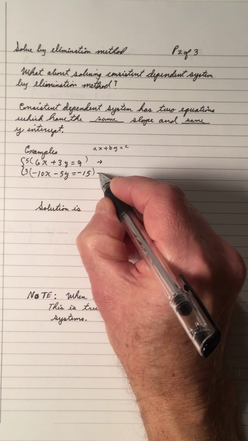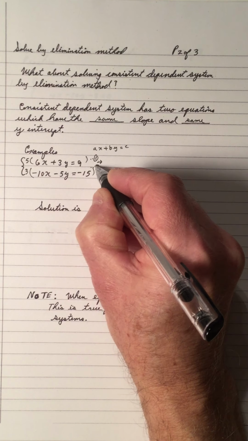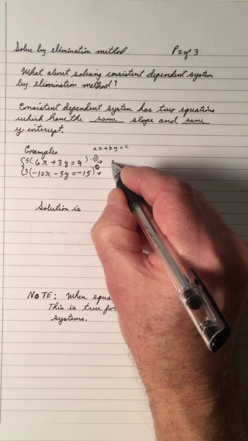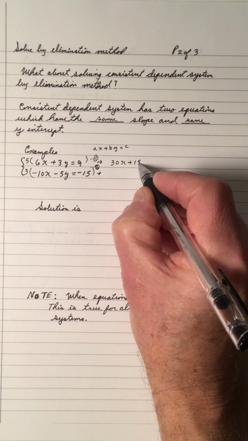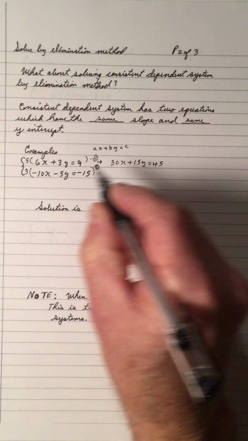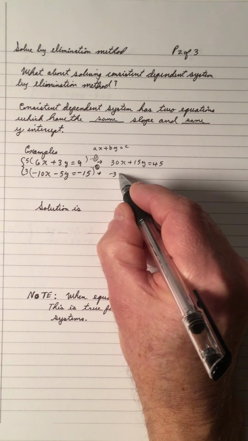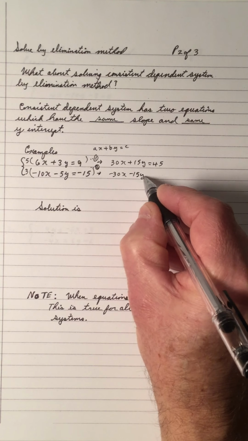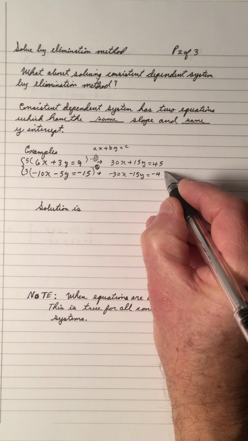So when we multiply, and again, this is equation 1, this is equation 2. Keep that in mind. 5 times this will give me 30x plus 15y equals 5 times 9, 45. When I multiply this equation by 3, I'll get a negative 30x, a negative 15y, and 3 times negative 15, negative 45.